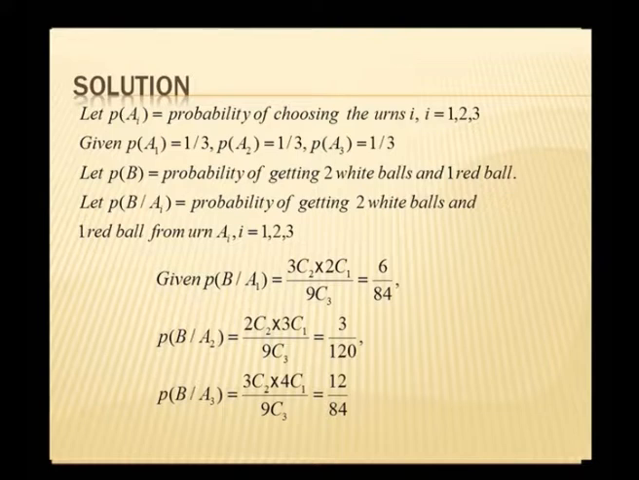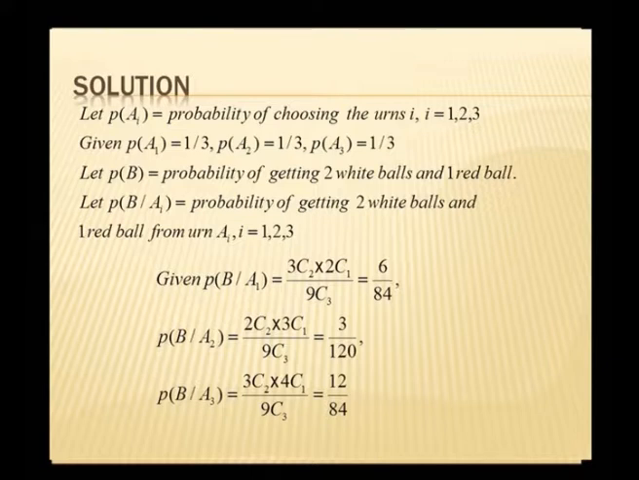Since both of them we are doing simultaneously, we are multiplying here. So, we get 3C2 into 2C1, and the total number of balls is going to be 9. Hence, we have out of 9 we are choosing 3. So, the total number of balls drawn is given by 9C3. Hence, the probability of getting 2 white ball and 1 red ball from the first urn is given by 3C2 into 2C1 by 9C3. So, on simplifying we get 6 by 84.